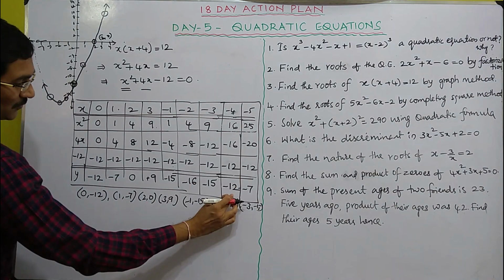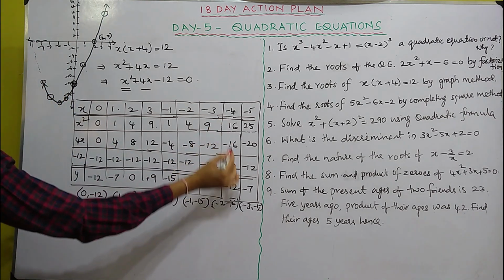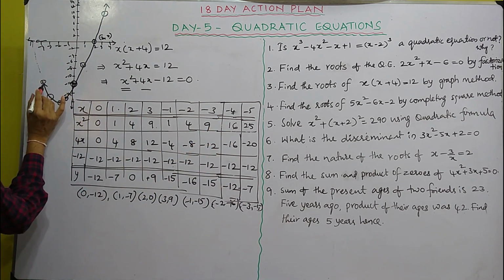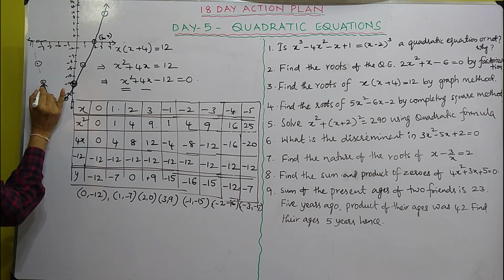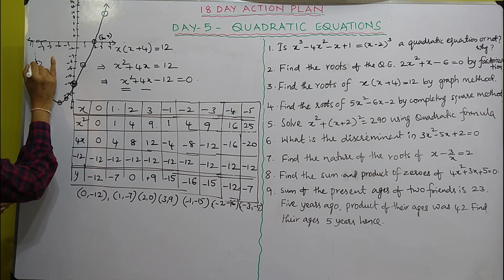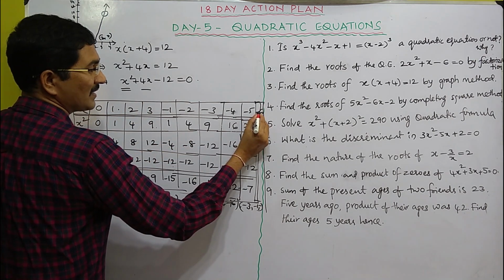Now this is minus 4 and minus 12. So minus 4 and minus 12 is here. Next is minus 5 and minus 7. Minus 5 and minus 7 here. So we are still here only. That means maybe we have to continue this table to one more value. So we'll continue up to minus 6.